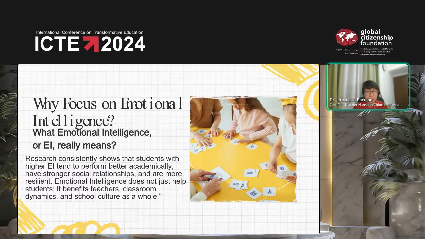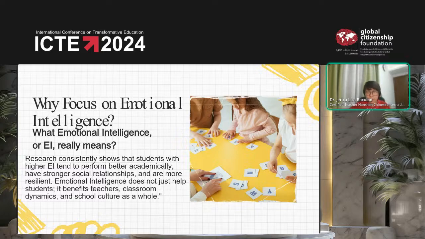The modern classroom is incredibly diverse, and students are facing challenges that require them to develop these skills early on. Research consistently shows that students with higher EI tend to perform better academically, have stronger social relationships, and are more resilient. Emotional intelligence does not just help students, it benefits teachers, classroom dynamics, and school culture as a whole.